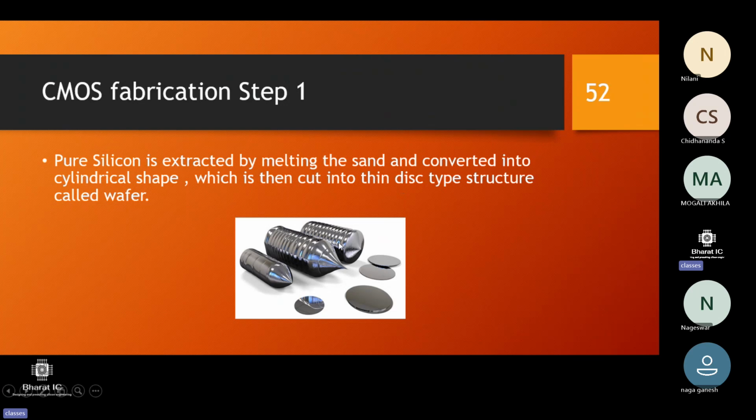I already explained this one. This kind of material is taken out from sand, and then this kind of structure is made using cutters, very thin cutters. Those cut this silicon structure to form these thin wafers.